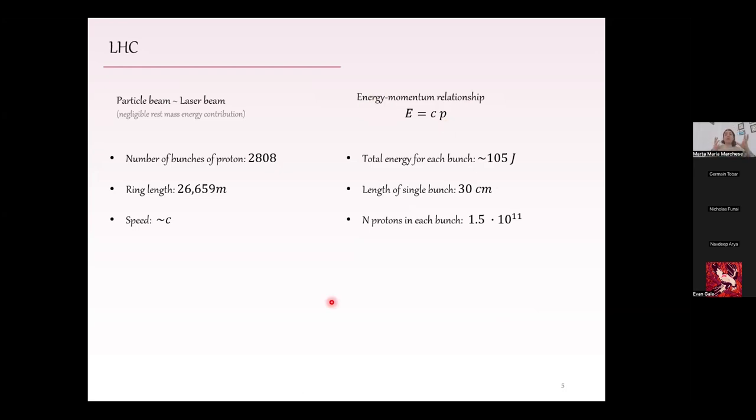And what would we have in this system? We have a lot of bunches of protons, more than 2,000 bunches, and they run in a ring that is extremely long, 26,659 meters, with a speed very close to the speed of light. Each bunch of protons has 100 joules of energy, and they are 30 centimeters long. We also know that there are about 10 to the 11 protons in each bunch.